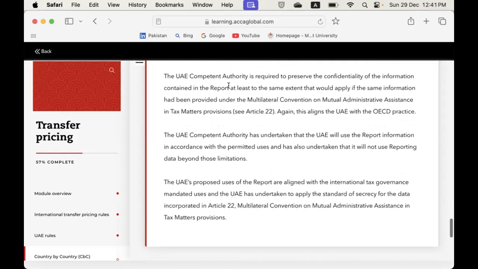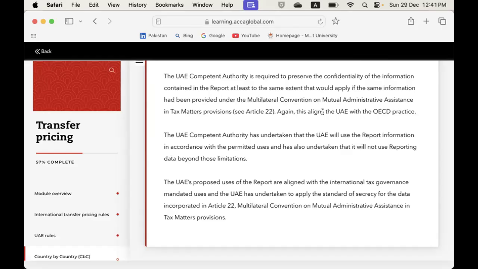The UAE competent authority is required to preserve the confidentiality of the information contained in that report, at least to the same extent that it would apply if the same information had been provided under the Multilateral Convention on Mutual Administrative Assistance in Tax Matters. So, basically, this is a matter of information exchange. So, TIEAs, Tax Information Exchange Agreements. Again, this aligns the UAE with the OECD practice.